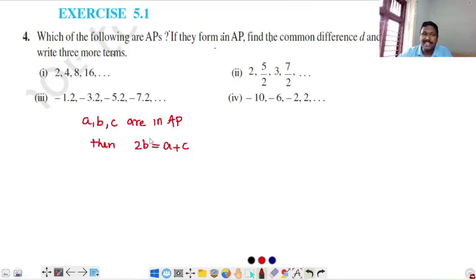So we can check the concept. This concept is the same for all. We can take three terms and check like this, or we can find the common difference. In each case you have to find the common difference. So let us check it.